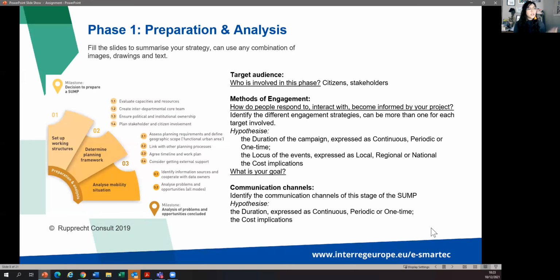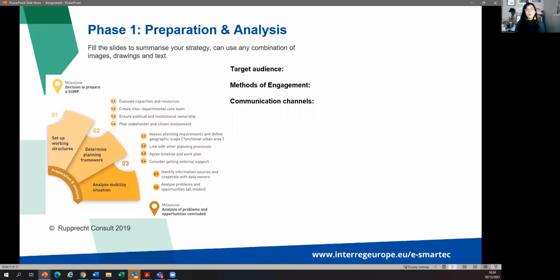And then finally, there are the communication channels that you will need to decide, which is very much related also to the marketing technique that you're going to use. So what is going to be the duration, the cost associated with it, etc. So this is really what you need to decide. We have prepared this slide to guide you through your decisions. And then in the second slide, you find the same one but empty, where you need to write up everything that you decide. So this is what we are going to decide now.